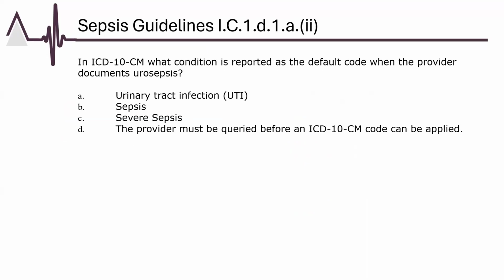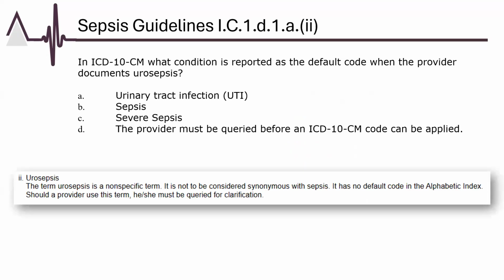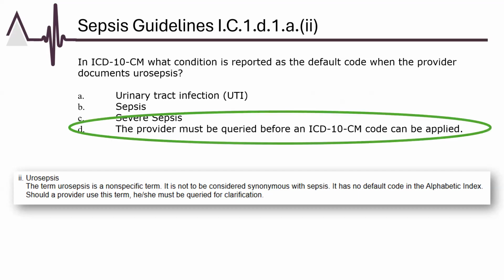In the ICD-10-CM, what condition is reported as the default code when the provider documents urosepsis? ICD-10-CM guideline I.C.1.d.1.a indicates urosepsis is a non-specific term. It is not to be considered synonymous with sepsis. Urosepsis does not have a default code. If the provider documents urosepsis without additional information, the provider must be queried before an ICD-10-CM code can be applied.